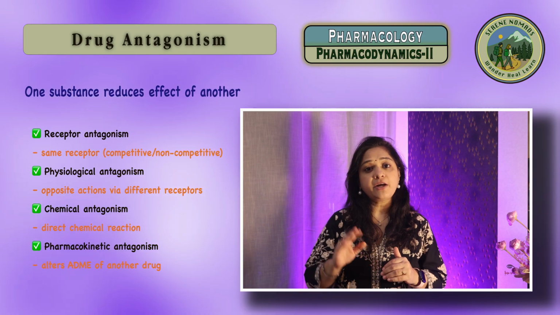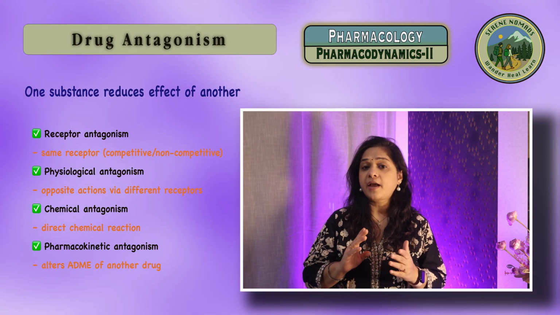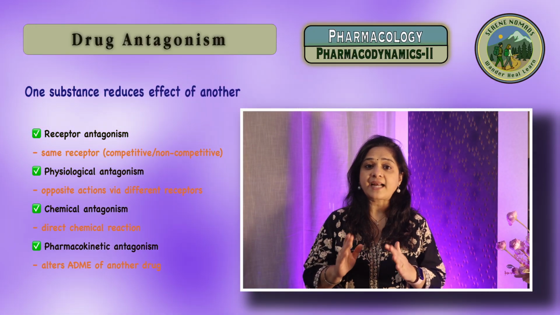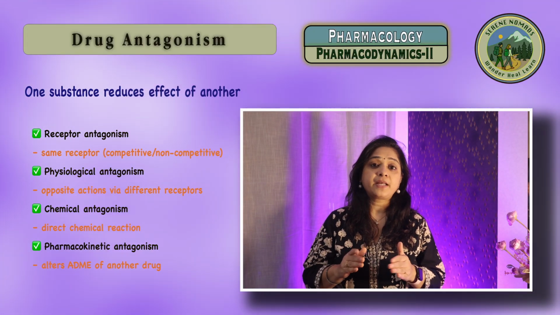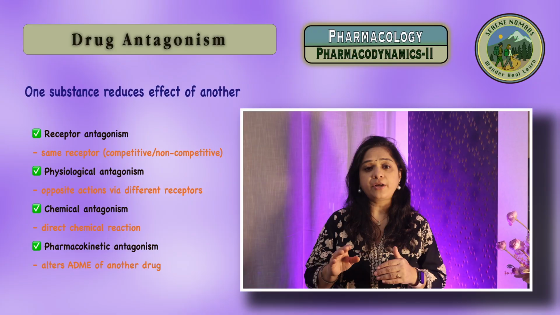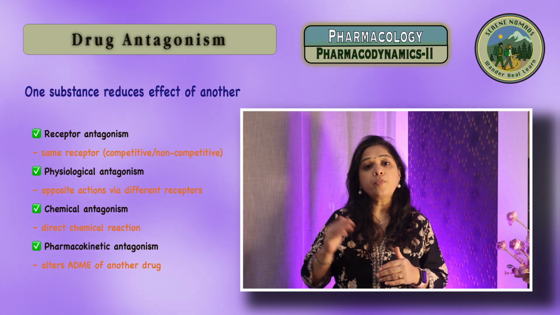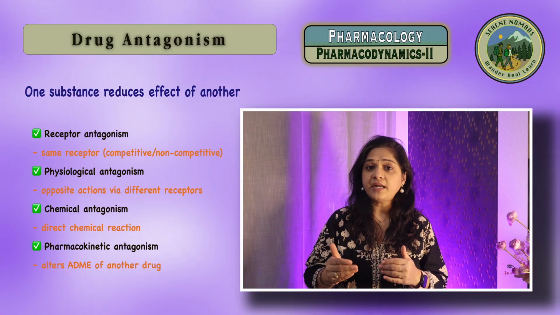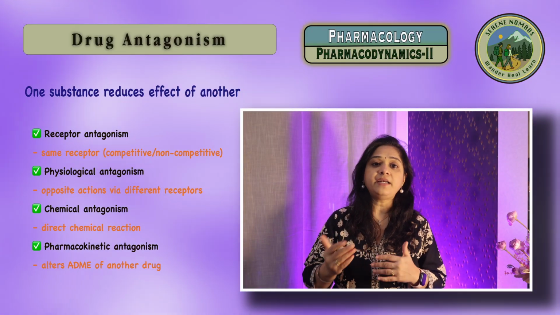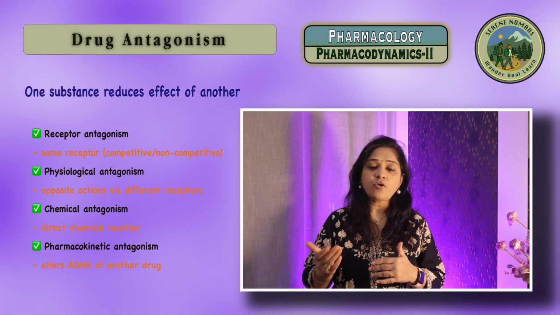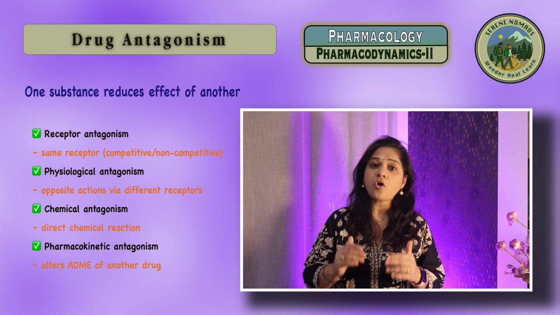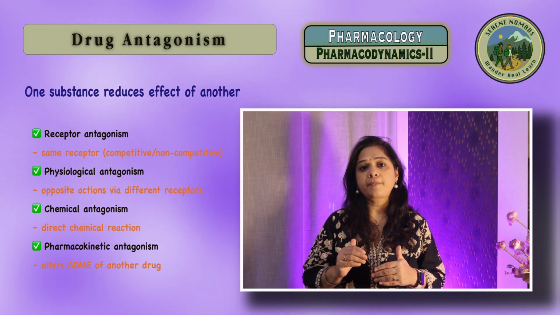Antagonism can be classified into four major types. First is receptor antagonism. It involves drugs acting at the same receptor. Then is physiological antagonism. It involves opposite action on different receptors. Chemical antagonism is a direct chemical interaction, while pharmacokinetic antagonism alters the absorption, distribution, or elimination of another drug.